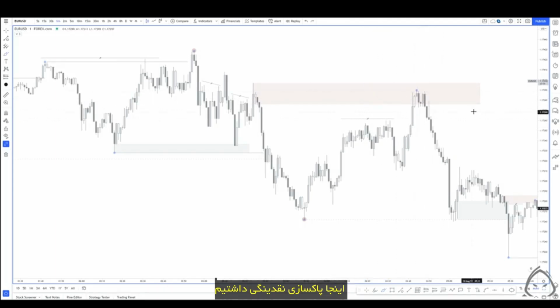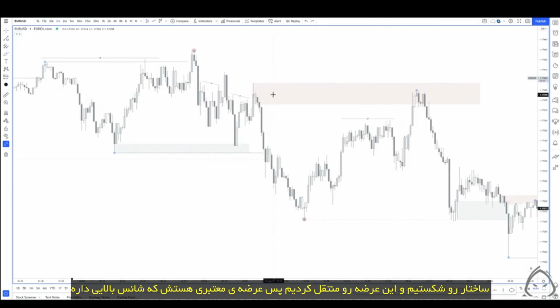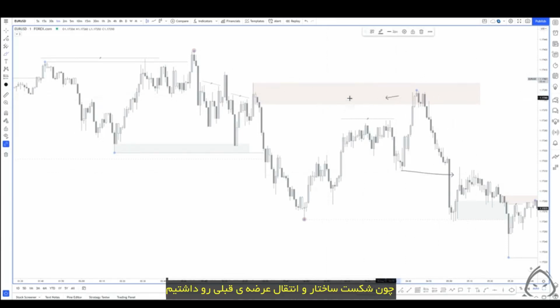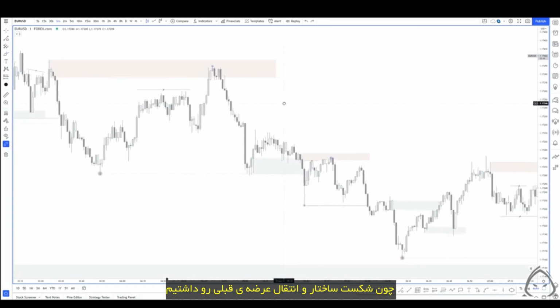We did sweep some liquidity here, so the option is there for you. It's not as clean, but what we can see is, what do? We break structure and we mitigate this supply zone. Therefore, a valid supply zone that increases probability because we have that break of structure and we have that mitigation of a previous supply zone.